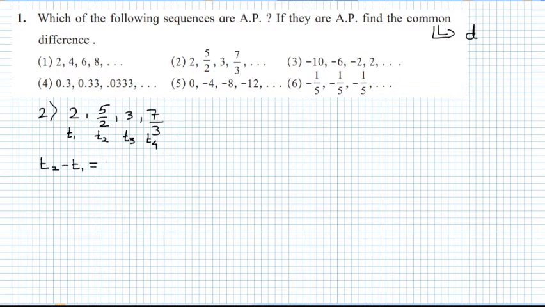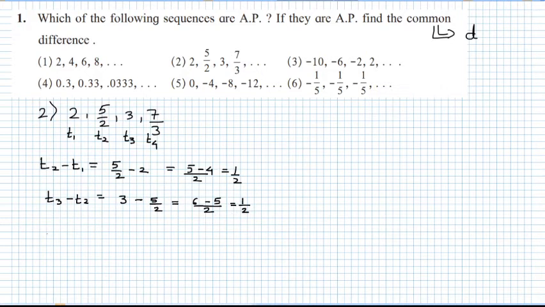So what is that? That is 5 by 2 minus 2. That will be 5 minus 4 upon 2, which is 1 upon 2. Then let us check T3 minus T2. T3 is 3 minus T2, which is 5 upon 2. That will be 6 minus 5 upon 2, which is again 1 upon 2.